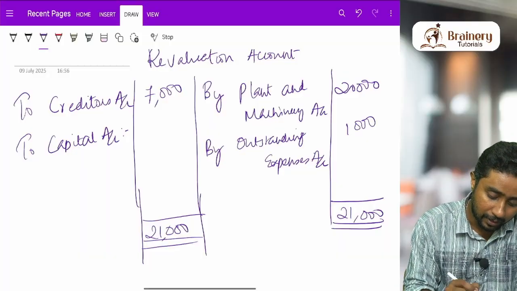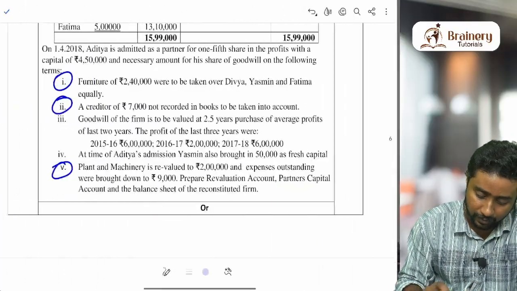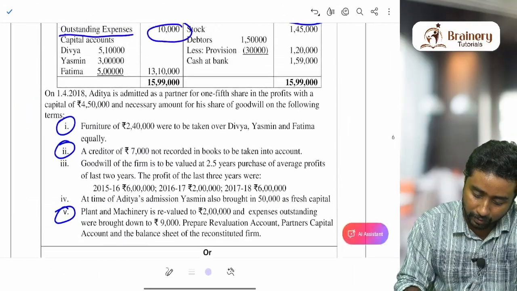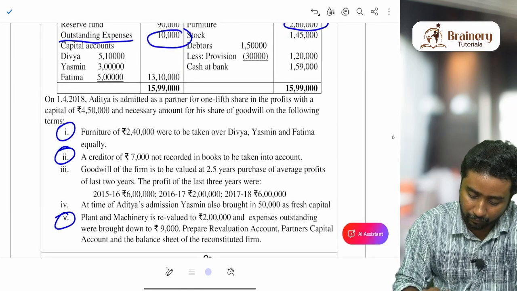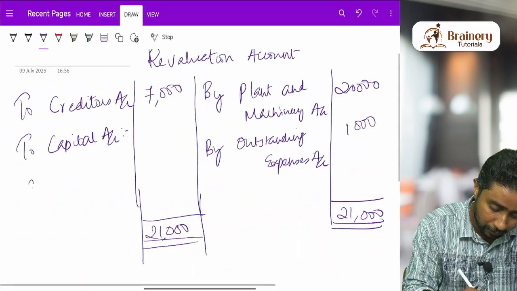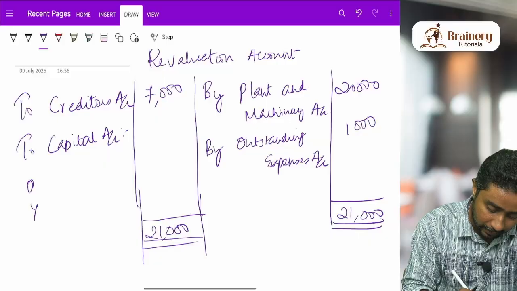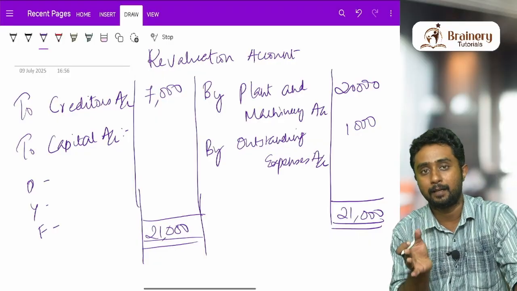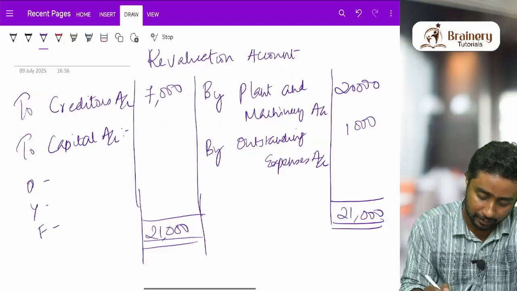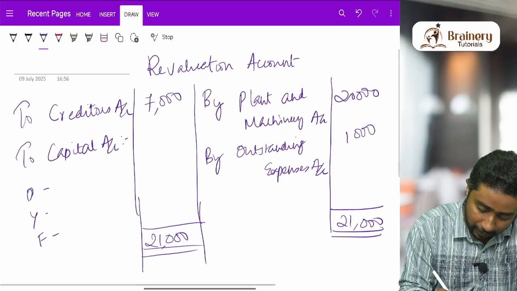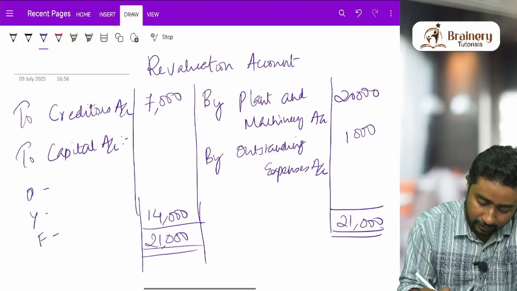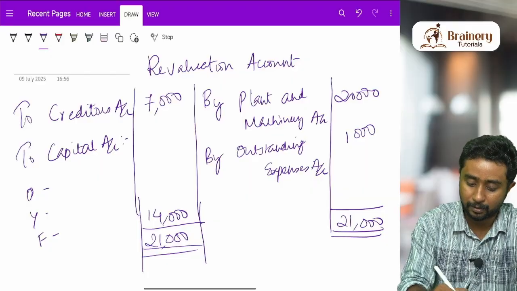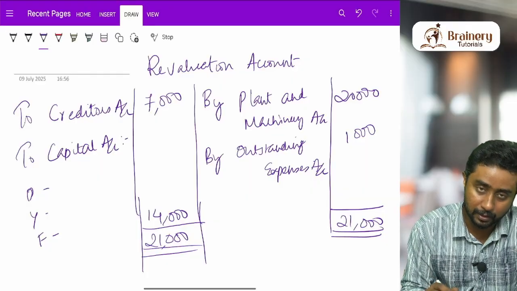So capital account, I am just writing the short names of these three partners. Who are the partners? Divya, Yasmin and Fatima. Why Divya, Yasmin and Fatima? Only these people will get it, as I told before. The partners who were there before this change only will be getting these amounts. So how will they divide this? How much is the difference? This difference is 14,000, 21,000 minus 7,000. So you will get 14,000.